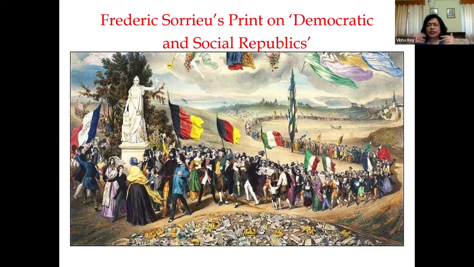Let them come up with their own interpretation. So what are the important things we can see in the picture? We are seeing one statue, very important. This is the Statue of Liberty, right? Then we are seeing a trail of people, a line of people holding different flags which belong to different countries.